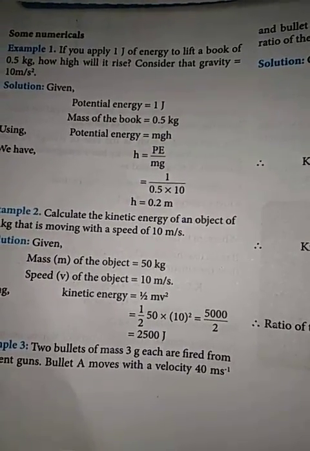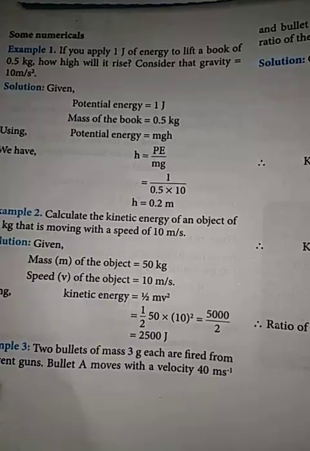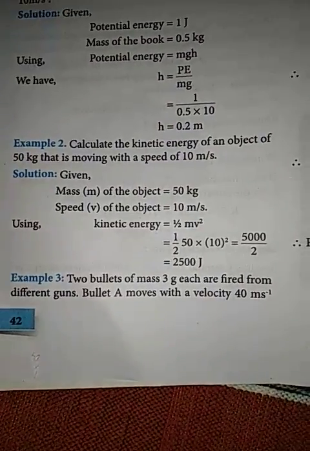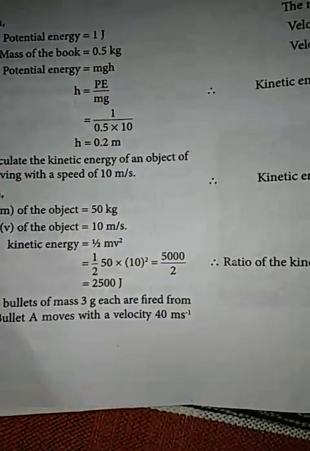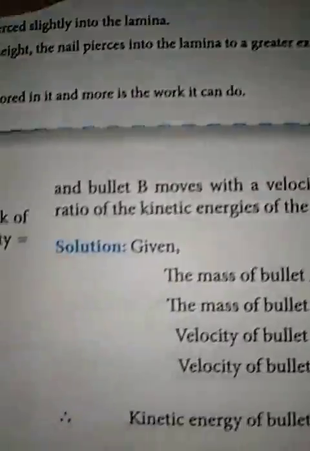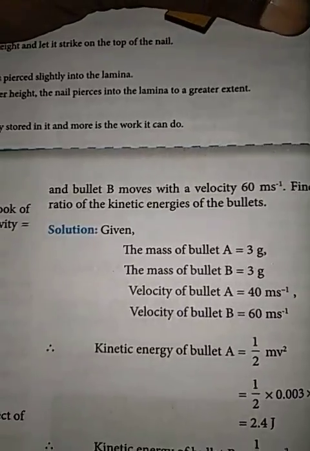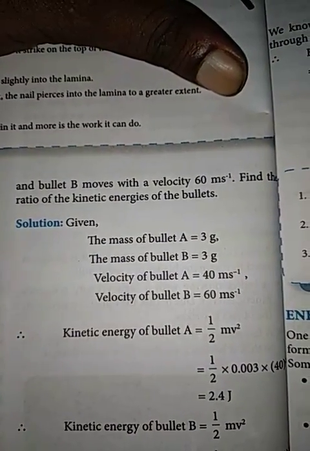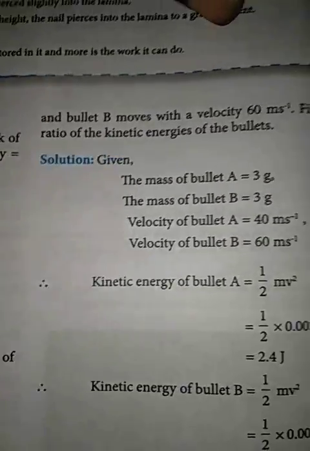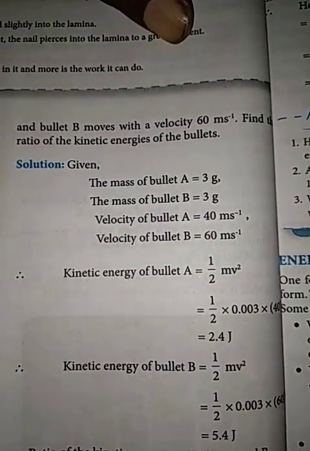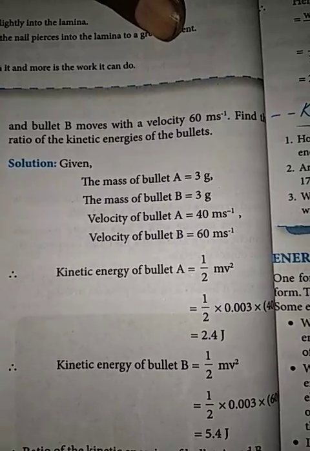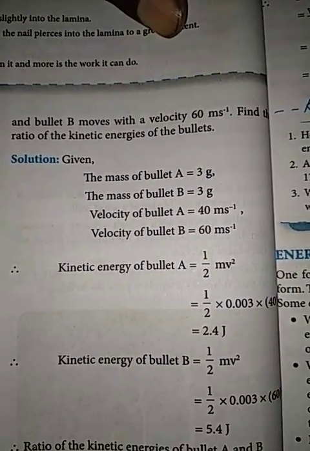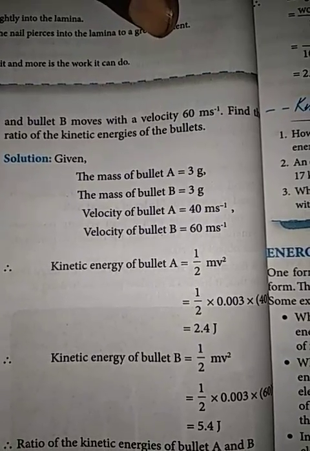Example 3 is an important numerical. Two bullets of mass 3 gram each are fired from different guns. Bullet A moves with a velocity of 40 meter per second and bullet B moves with a velocity of 60 meter per second. Find the ratio of the kinetic energies of the bullets. Okay, so given mass of the bullet A 3 gram, mass of the bullet B 3 gram. Velocity of bullet A is equal to 40 meter per second. Velocity of bullet B is equal to 60 meter per second.